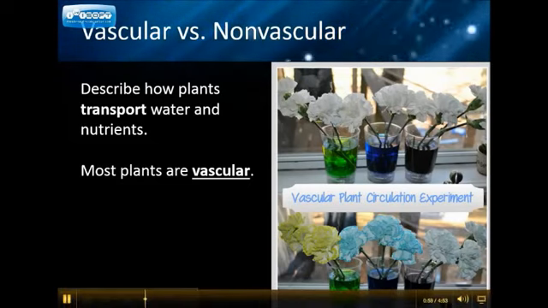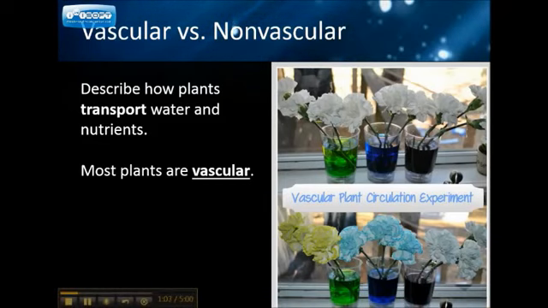Most plants are vascular. Most plants have a tube system like a stem. In fact, about 75% or 3/4 of all plants in the world are vascular. The rest are non-vascular. I just had a picture here that shows an experiment you can do to prove that some plants have a vascular system. You can take, for instance, white carnations.